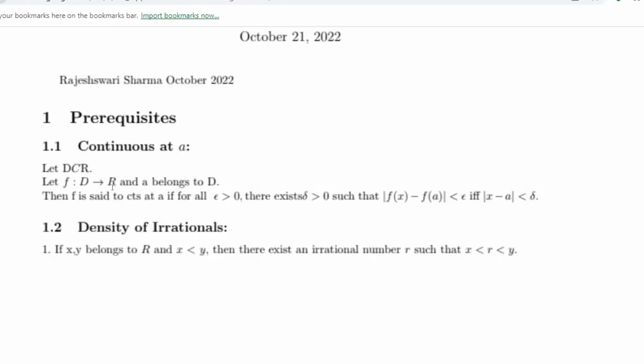If a function is defined from D to R and a belongs to D, then the function is said to be continuous if for all epsilon greater than 0, there exists delta greater than 0 such that mod fx minus fa is less than epsilon if mod x minus a is less than delta. Yes. Okay, you were using it correctly, but I think you made a mistake over here. And think about an example where this would not hold. If and only if, you are saying, think of an example where this if and only if does not hold. Okay, sir.